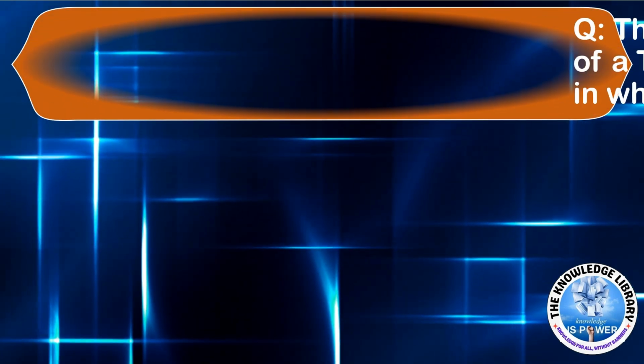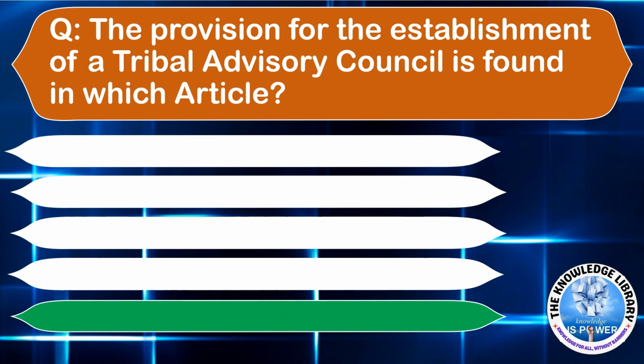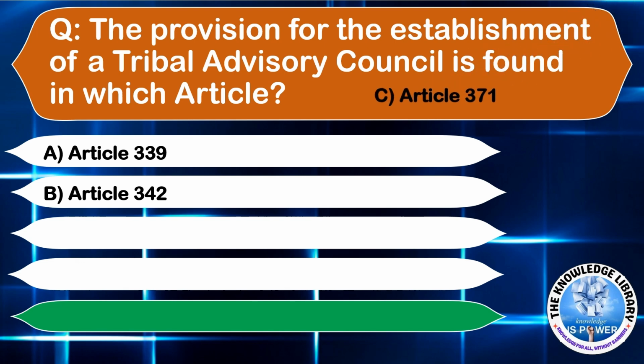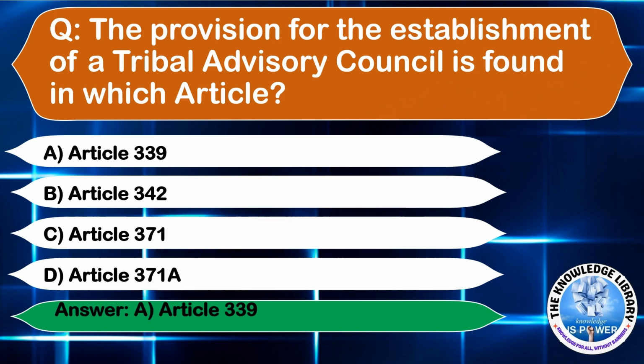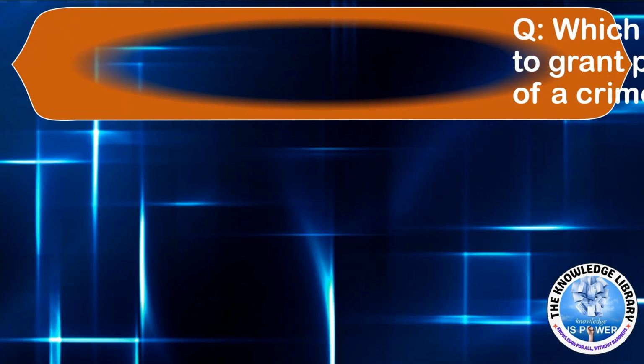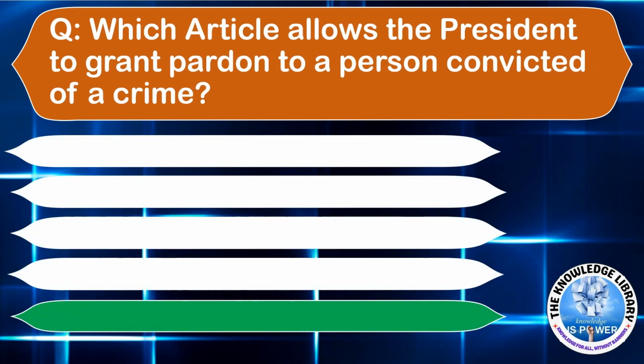The next question is, the provision for the establishment of a tribal advisory council is found in which article? Option A, article 339, option B, article 342, option C, article 371, option D, article 371A. Correct answer is option A, article 339.